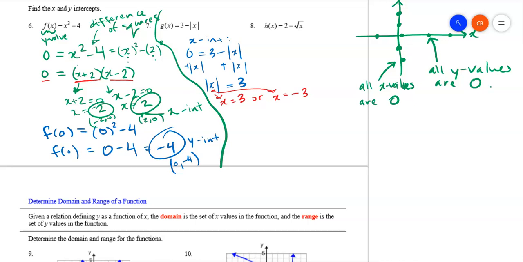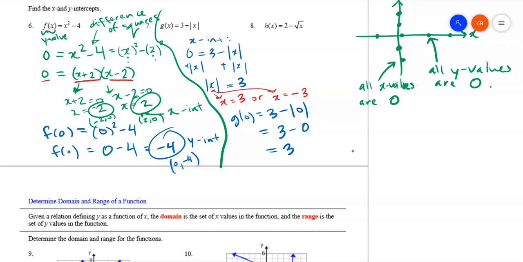The y-intercept will go very straightforward because g of 0 is just going to be 3 minus the absolute value of 0. The absolute value of 0, of course, is just 0, because absolute value means you just make it positive. And 0 is actually not positive or negative, so it's kind of a funny one, but absolute value of 0 is just 0. And so the y-intercept will be 3.